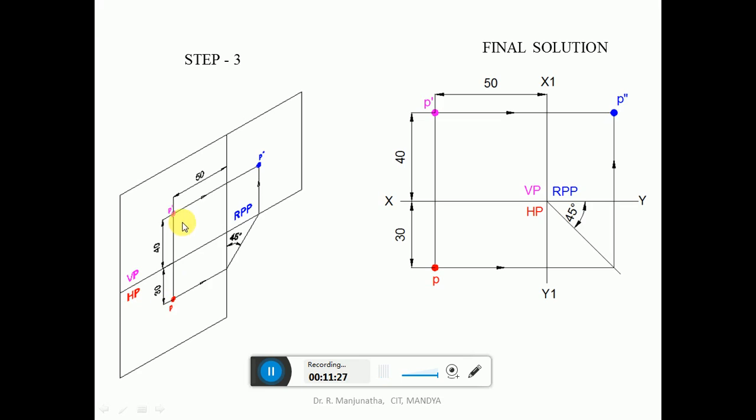Now the distance, when you look from the left side view, we can see the distance above HP, and we can also see the distance in front of VP, both. But when this is projected, when this right profile plane is rotated by 90 degrees, the distance above HP is vertical, and the distance in front of VP, which is here, which is vertical, when it is rotated by 90 degrees, becomes horizontal.